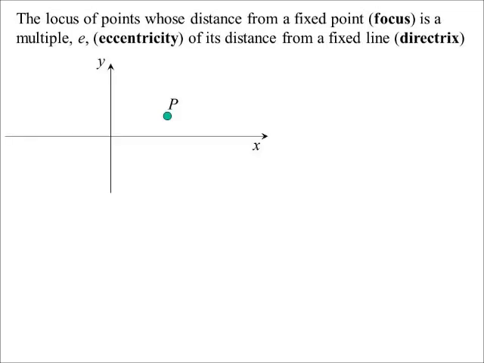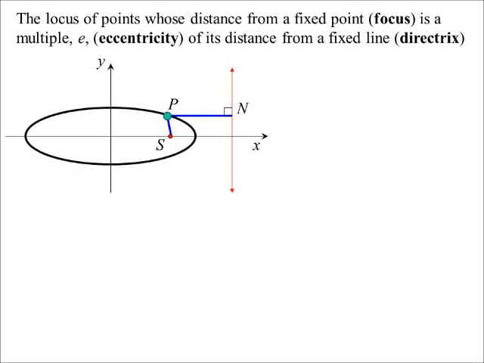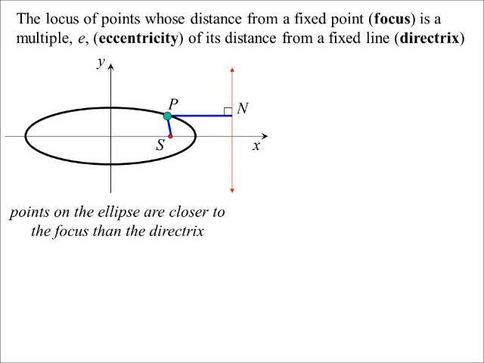Alright, let's have a look at it in a bit more detail. So there's a number plane, there is a random point P, S for focus, and there's our directrix there. Now for it to be an ellipse, what we're saying is the points on the ellipse will end up being closer to the focus than the directrix. Remember I said the eccentricity was less than 1. So its distance to the focus is a fraction of its distance to the fixed line. So it'll be closer to the focus than it would be to the directrix.